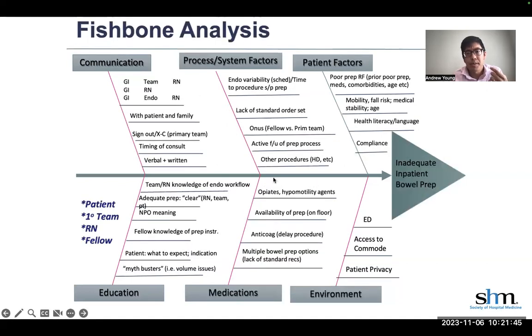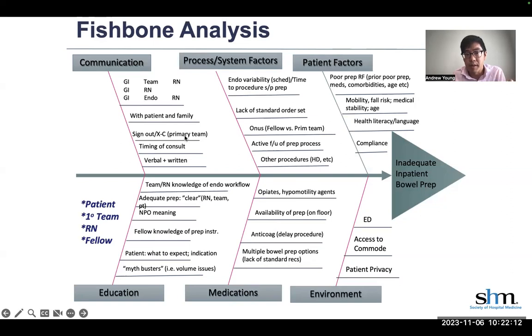Here's another example. So for example, inadequate inpatient bowel prep for patients getting a colonoscopy. Again, this was an example that I had worked through when I went through the Quality and Safety Educators Academy with Society of Hospital Medicine. But some of the issues might be communication, where there's not great communication from the GI team to the primary team that a patient's actually going to go get a colonoscopy, when it's going to happen.